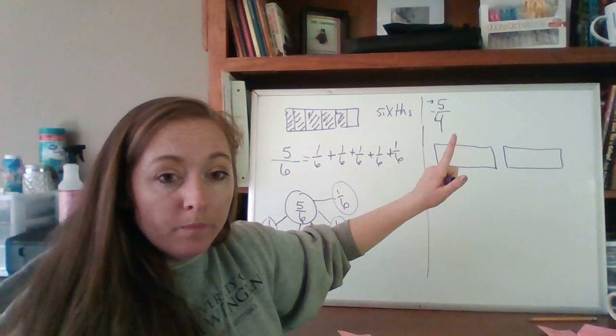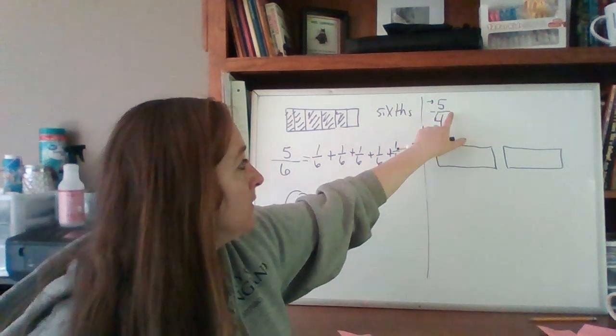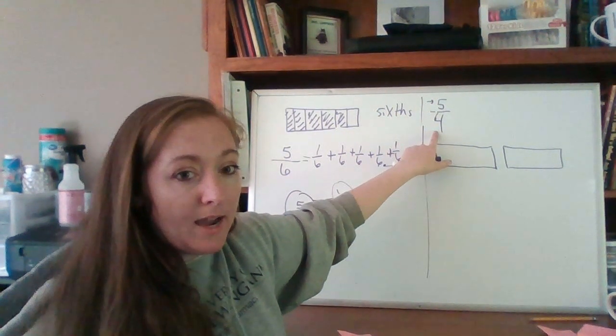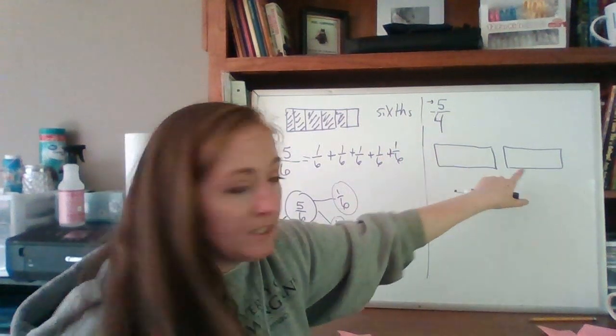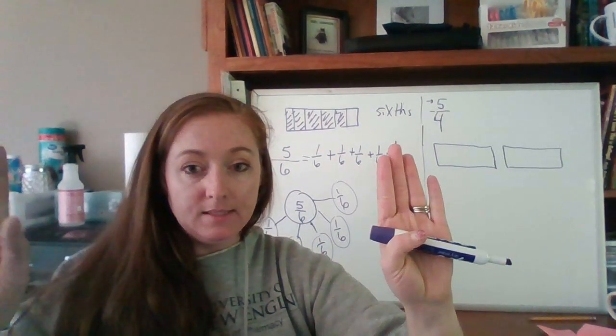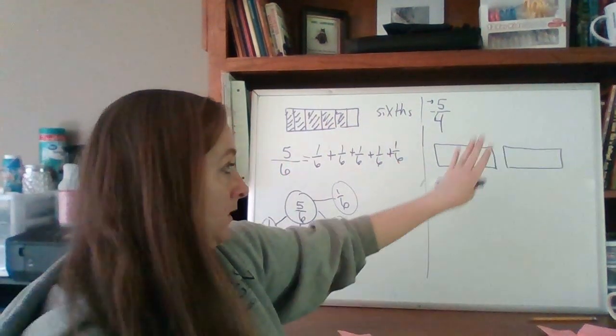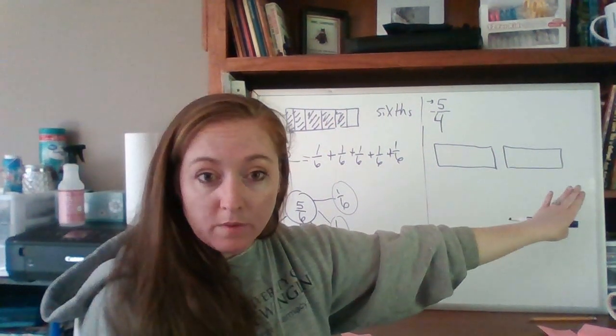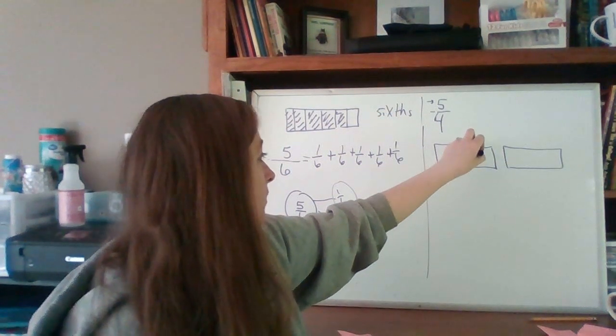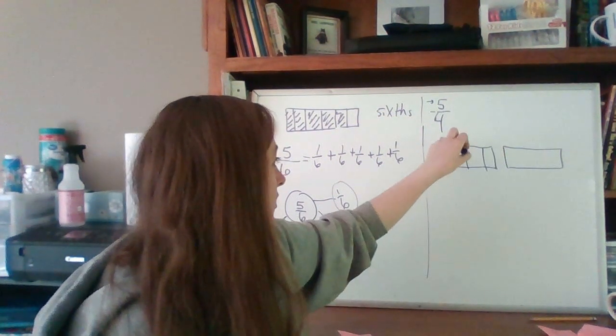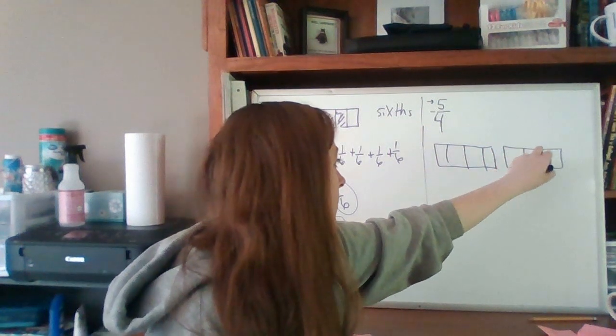Okay, now, my denominator tells me what it's cut into. It's cut into 4s. So each rectangle, think of them as separate pieces. Each rectangle is going to be cut into 4. This one will be cut into 4, and this one will be cut into 4. So here we go. Here's the first one. I cut into 4. Great. I cut into 4.